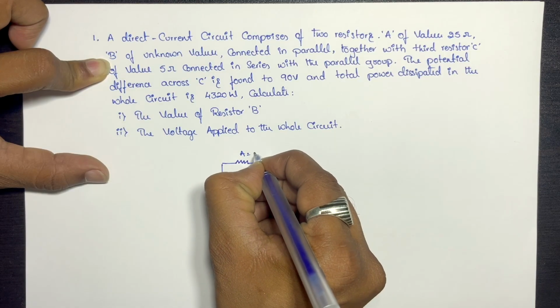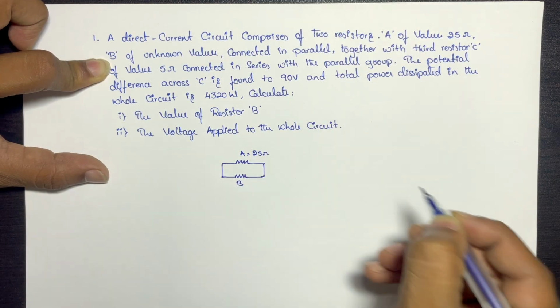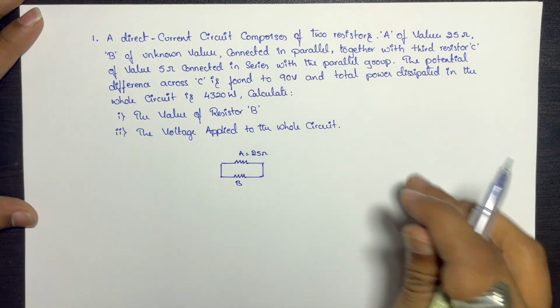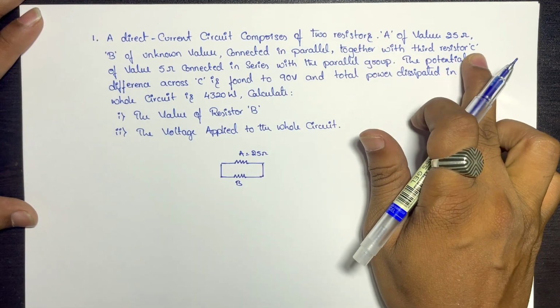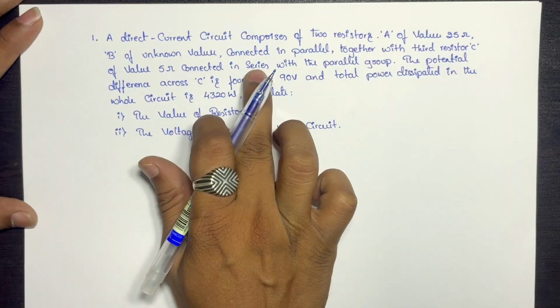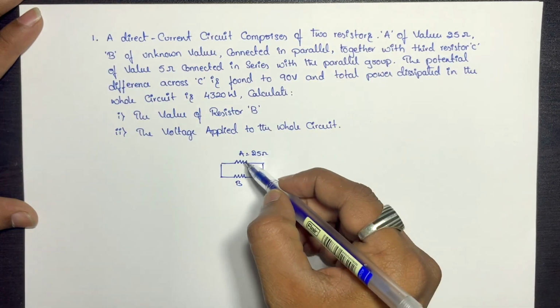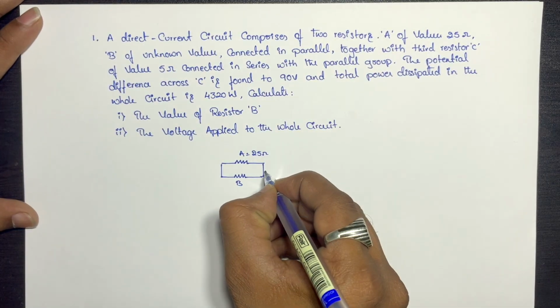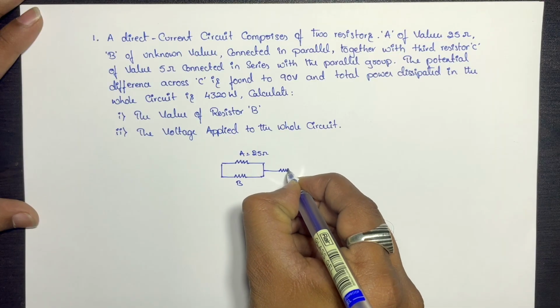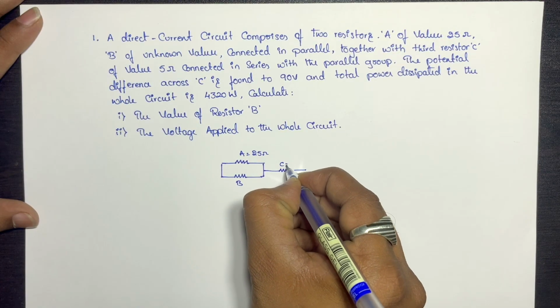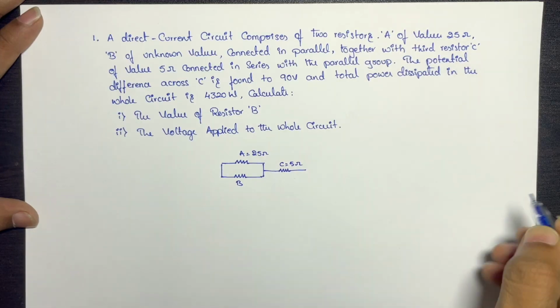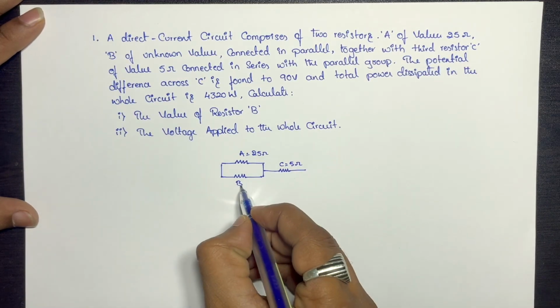Resistor A has 25 ohm resistance, and together with the third resistor C of value 5 ohm connected in series with the parallel group. With these two parallel resistors, we have one more resistor, resistor C, which is 5 ohm. And the value of resistor B is unknown.